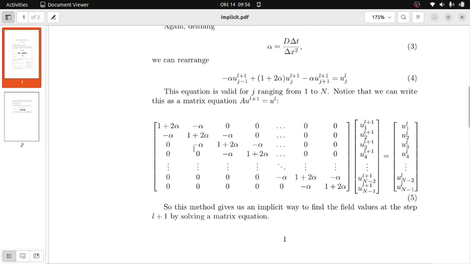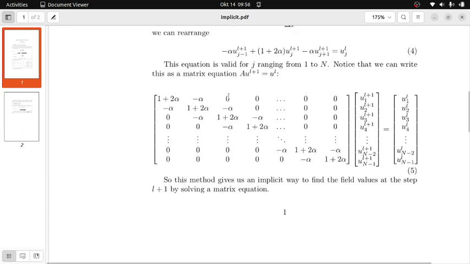And the idea is that we will write this as a matrix equation where the matrix A multiplied by a vector u^{L+1} equals u^L. And this matrix, you see, is given by this. You have 1 plus 2 alpha, minus alpha, where at the borders we already put the boundary conditions that u_0^L equals 0 and u_n^L equals 0, right? And then we have 1 plus 2 alpha, minus alpha, 1 plus 2 alpha, minus alpha, and this is a matrix like this, and then we need to solve these things, all right?